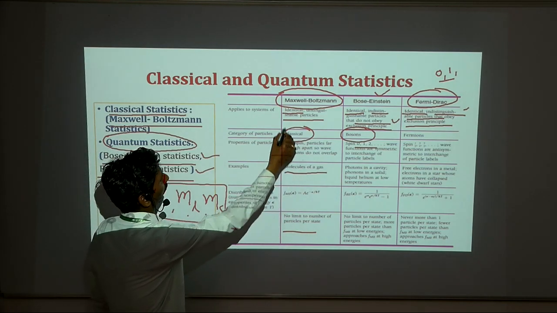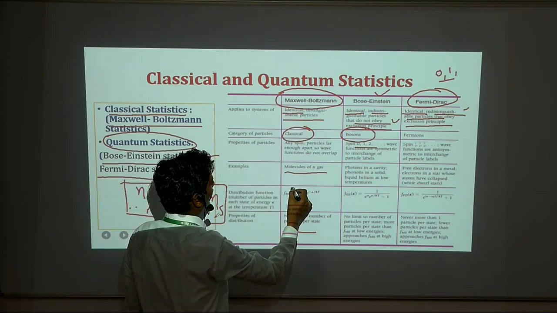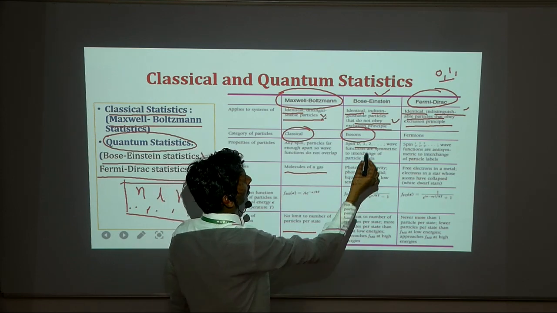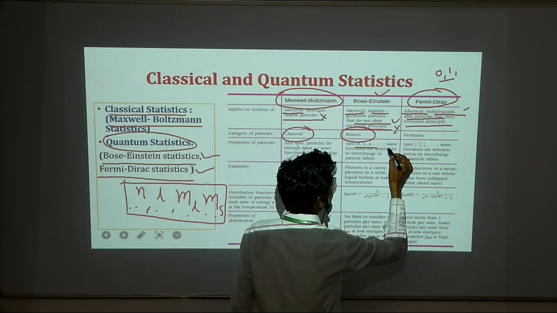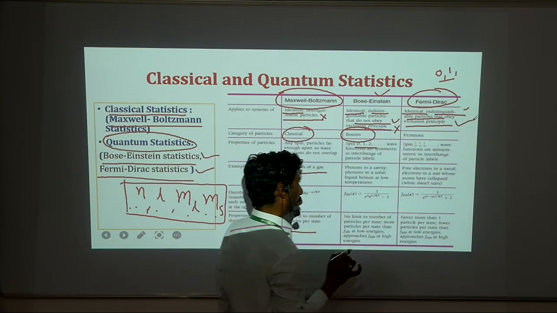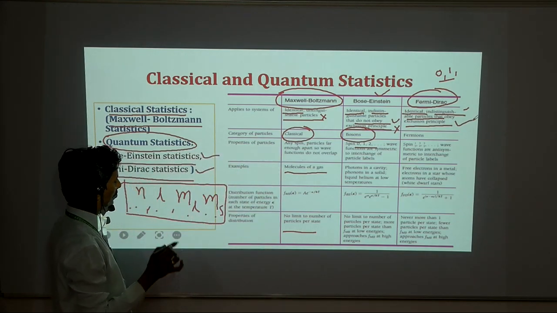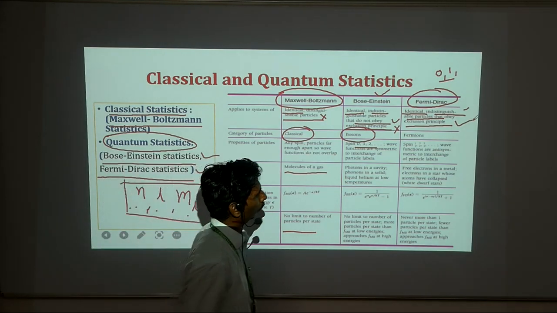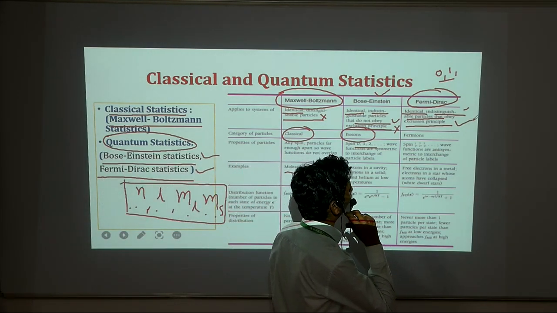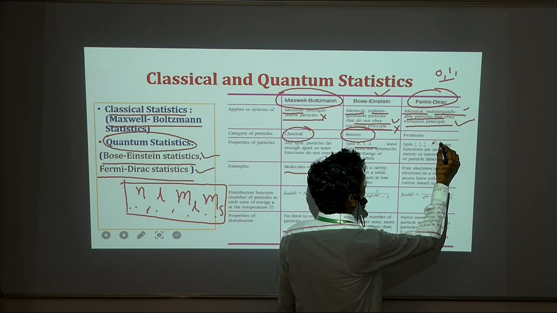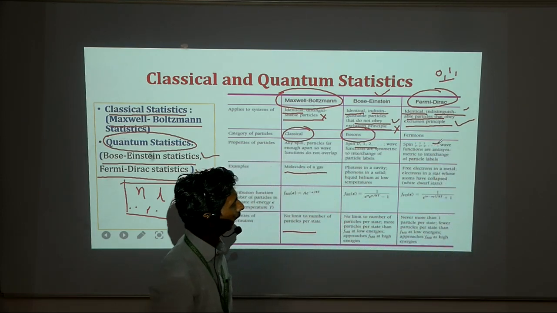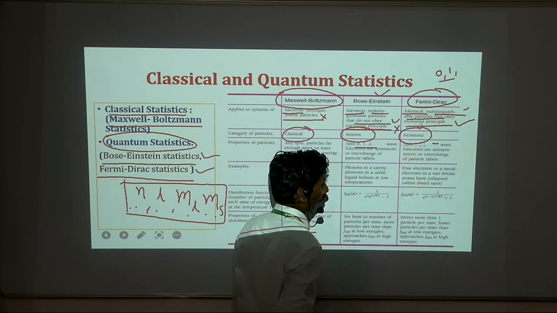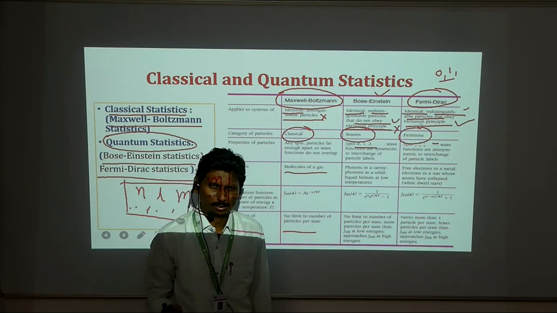See, these do not obey Pauli's exclusion principle, and these also do not obey it, but these obey Pauli's exclusion principle. It means that no two particles have the same four quantum numbers. Generally the spin of these particles is half-integral, 1 by 2, 3 by 2, 5 by 2, like that, and the particles are known as fermions.